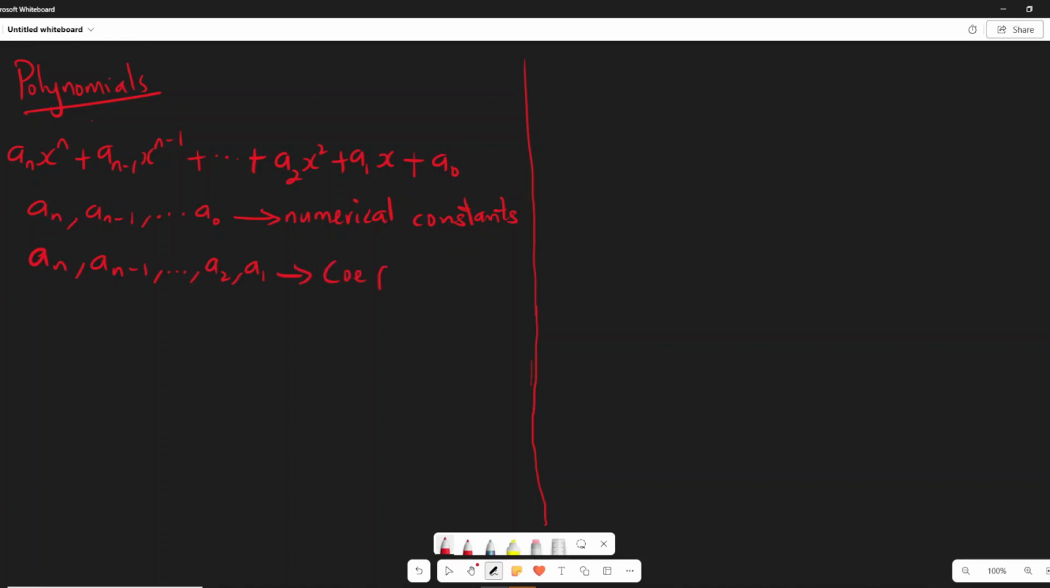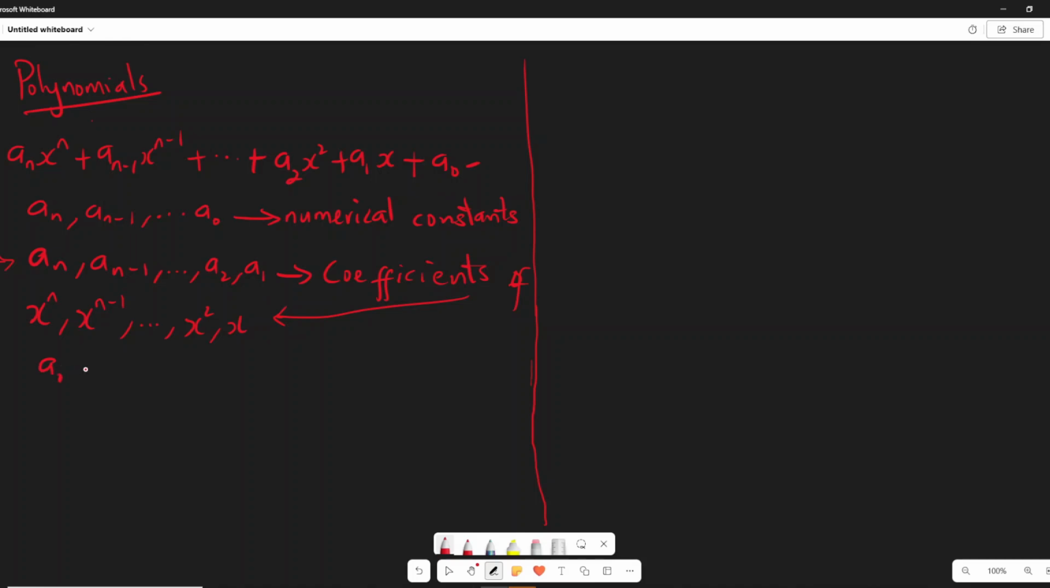Alright, they are coefficients. What are they the coefficients of? They are coefficients of the variables x to the power of n, x to the power of n minus 1, and then up to x to the power of 2 and x. So these are coefficients of these particular variables. Now, if you look at this, you discover that we didn't write this last one here, a subscript 0.